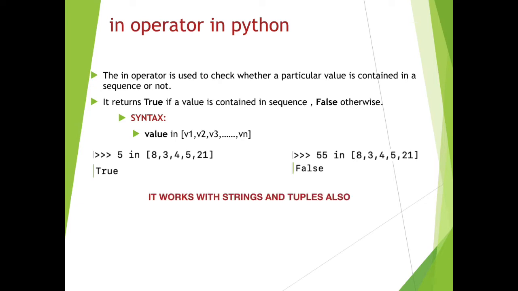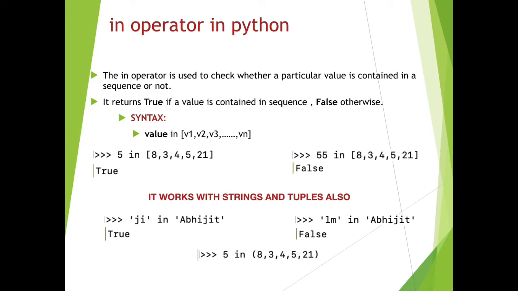It works with strings and tuples also, not just with integers. If I write ji in Abhijit, is the string ji present in the string Abhijit? Yes, ji is present in the string Abhijit. Therefore, it will generate the result as true. Similarly, if I write lm in Abhijit, the string lm is not present together in the string Abhijit. Therefore, it will generate the result as false.